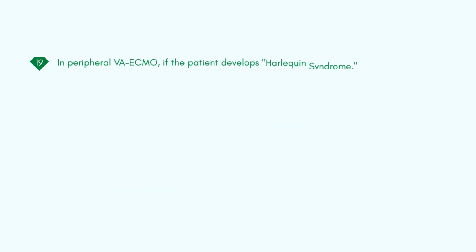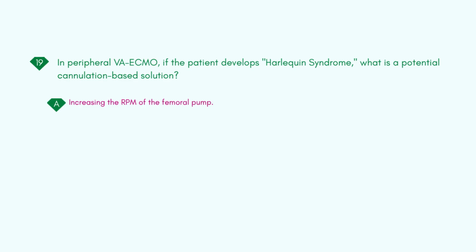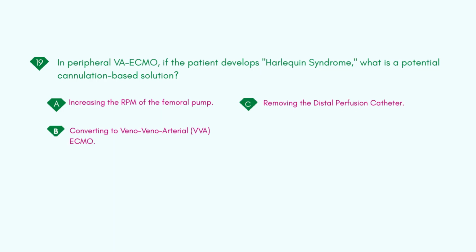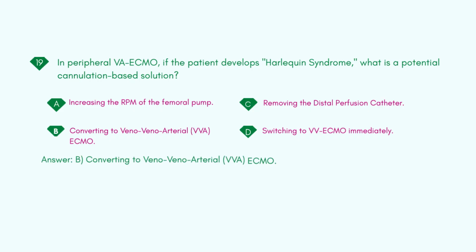In peripheral ECMO, if the patient develops Harlequin syndrome, what is a potential cannulation-based solution? A. Increasing the RPM of the femoral pump. B. Converting to veno-arterial-venous (VAV) ECMO. C. Removing the distal perfusion catheter. D. Switching to VV-ECMO immediately. Answer: B. Converting to veno-arterial-venous (VAV) ECMO.